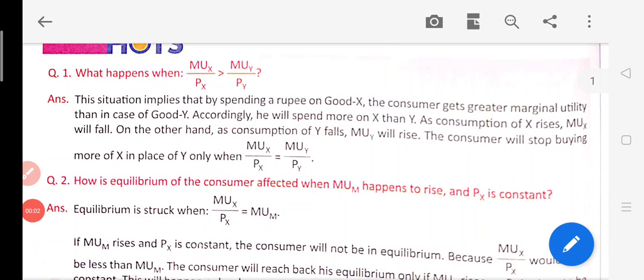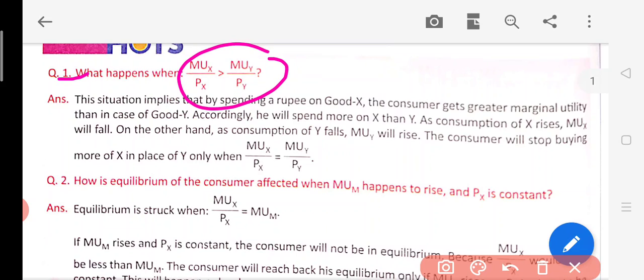Good morning students. Today we are going to look at the questions and answers of your consumer equilibrium chapter, utility analysis. Okay. Here is the first question: what happens when MUX upon PX is greater than MUY upon PY? Sometimes a question like this will be asked. Now, how do we solve such a question?